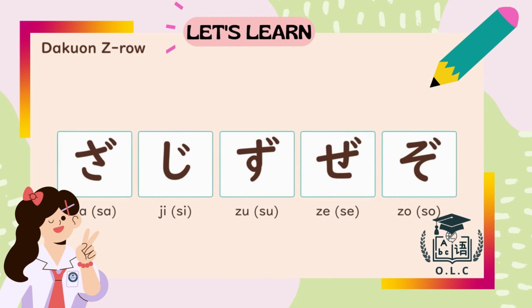So when we put ten on characters in S row, they become a Z row. Listen to the sounds of these characters. Za, ji, zu, ze, zo.